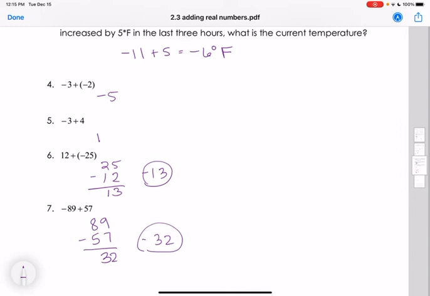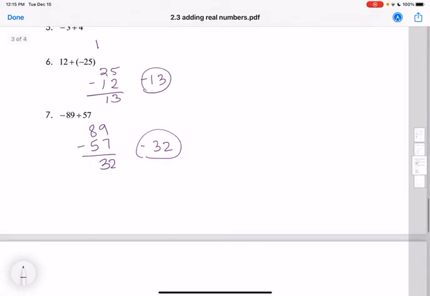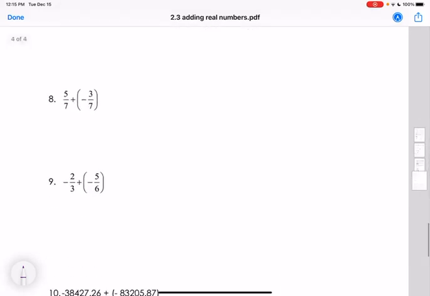So at negative 89 plus 57, that's a difference of 32. All right, so that's why we subtracted a difference of 32. And it ends up being negative because that 89 is way bigger. The negatives outweigh the positives in that one. Okay, go ahead and turn the page.